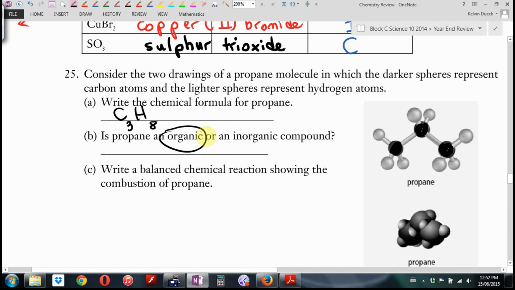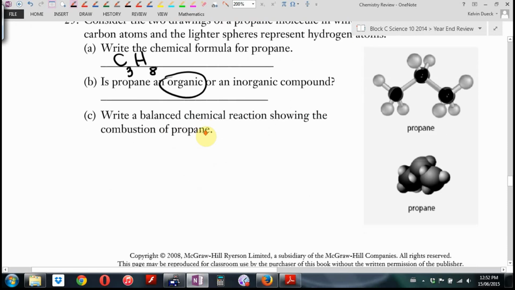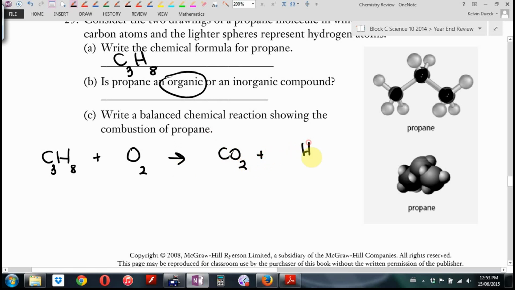Okay? Propane organic or inorganic? Organic. Write a balanced chemical reaction. Now let's start balancing equations, showing the combustion of propane. So I know it looks like this. C3H8, I'll leave a space, plus O2, I'll leave a space, and I know what the products are. CO2, leave a space. There's the skeleton equation. When you burn something, you get carbon dioxide and water. Now we balance.